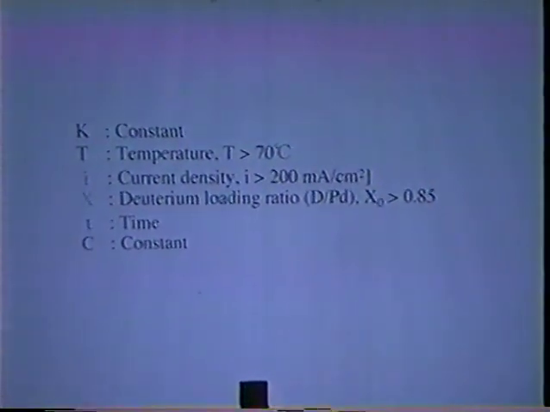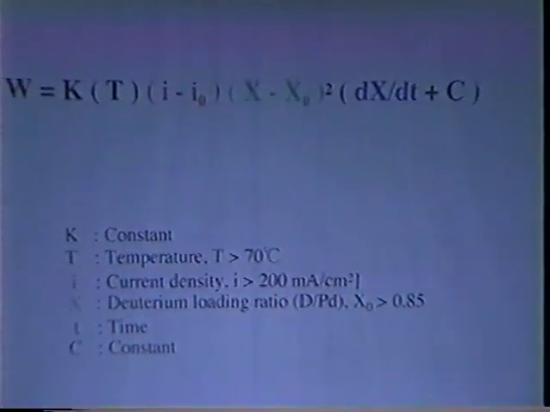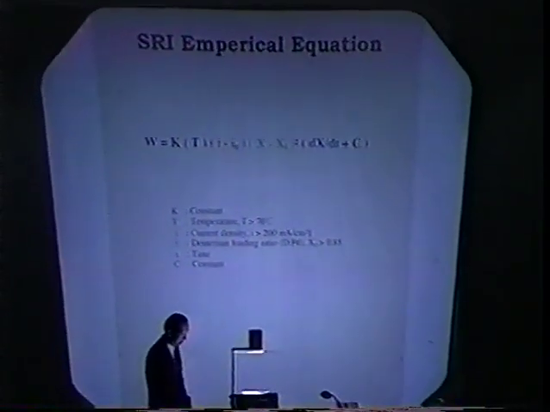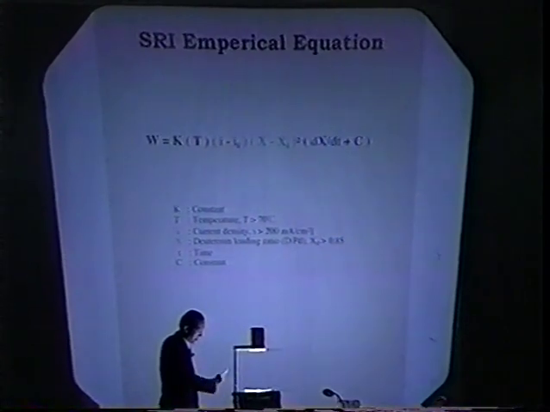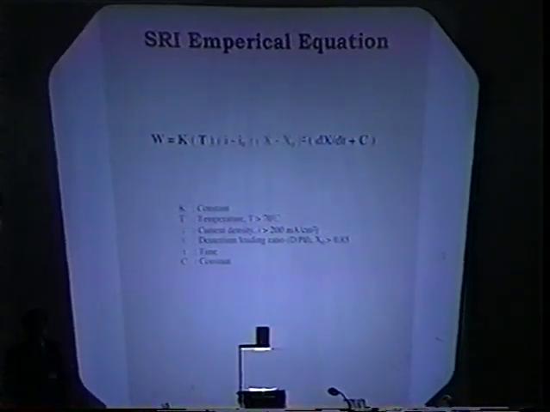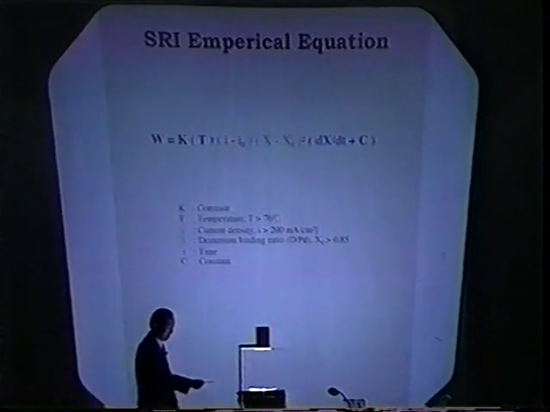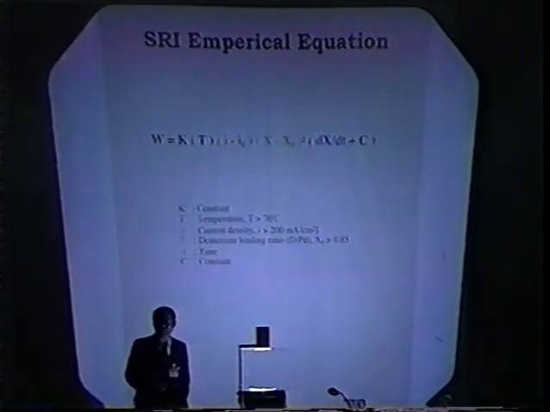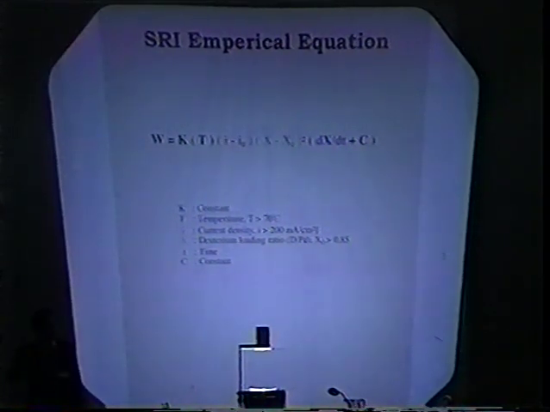We have a nice empirical equation to estimate the excess heat introduced by the Makoto group. So we have very interesting points. First is a threshold of 200 milliamperes per square centimeter, and also this term dx over dt. It means the dynamic movement of the deuterium or hydrogen in the palladium cathode.